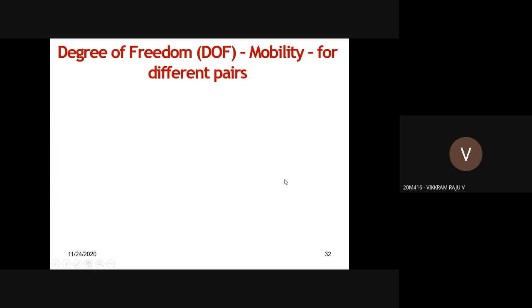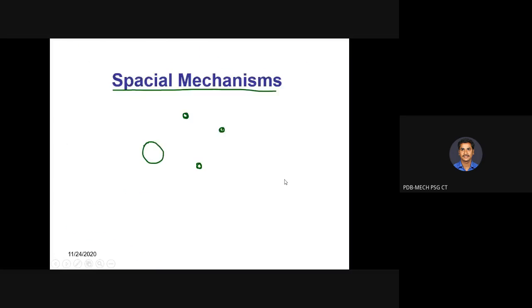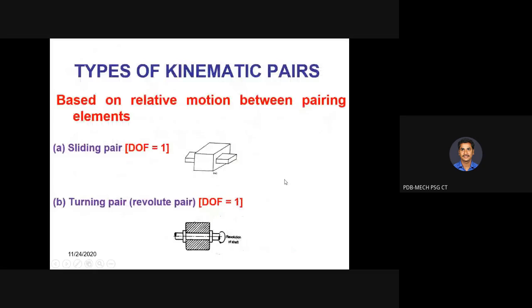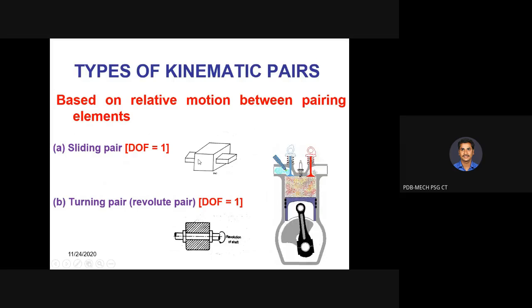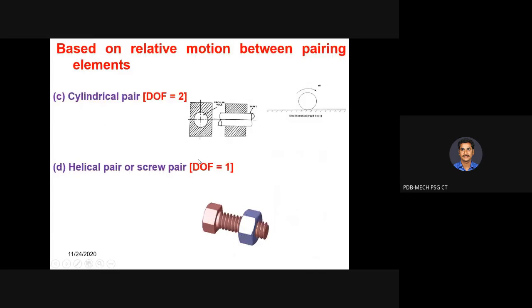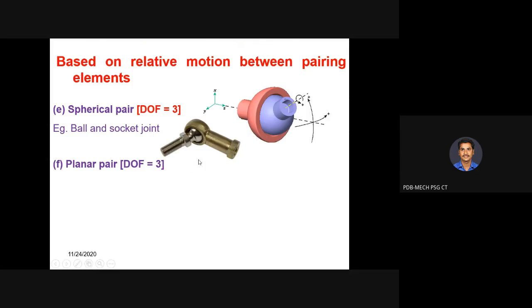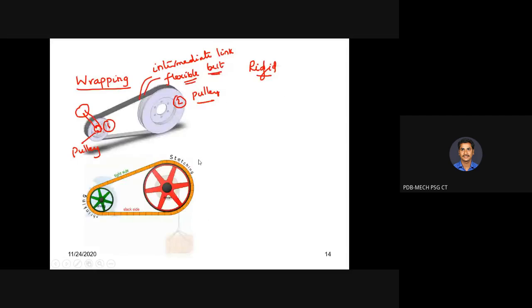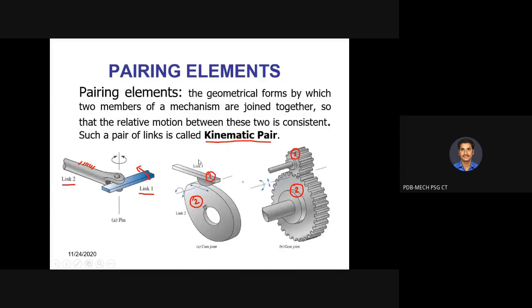Now we're going to discuss, we already discussed so many pairs. என்னென்ன பேர் பார்த்தோம்? What are the pairs that we discussed? Based on motion between pairing elements, we discussed sliding pair, turning pair, cylindrical pair, helical pair, then spherical pair and planar pair. 6 pair பார்த்தோம். And I told that I will explain what is the meaning for the degrees of freedom later அப்படின்னு சொல்லியிருந்தேன். Now it's the time to explain.